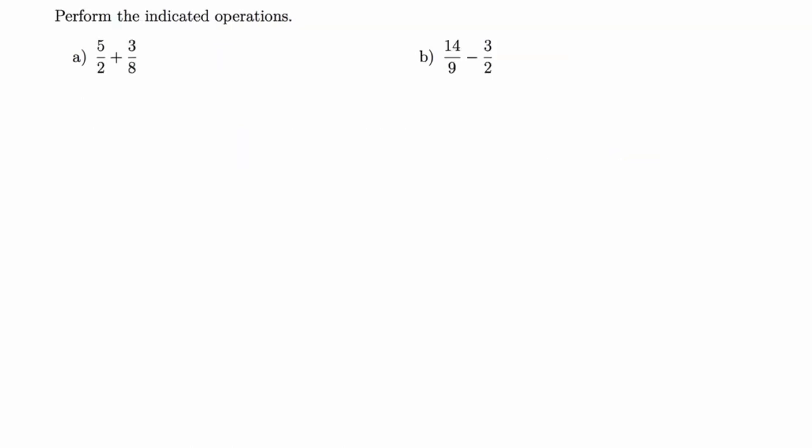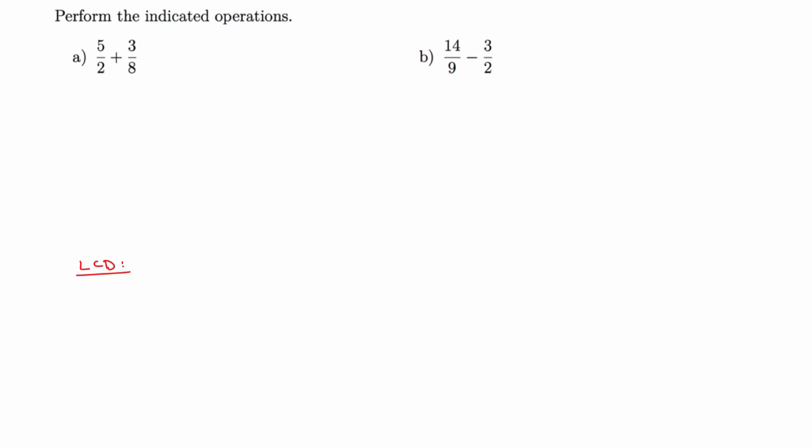Now we'll look at some examples of addition and subtraction of fractions where the fractions do not have a common denominator. In our first example, part A, 5 over 2 plus 3 over 8. Clearly, 2 and 8 are not common denominators, so our first step here is to figure out what will be a common denominator for a fraction that has a denominator of 2 and a fraction that has a denominator of 8. We call this common denominator the LCD, the lowest common denominator. What we're looking for is the lowest number that is both a multiple of 2 and a multiple of 8.